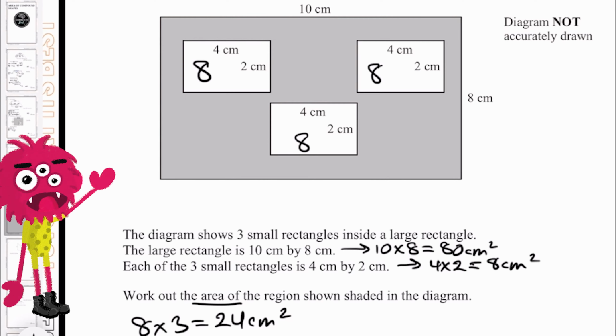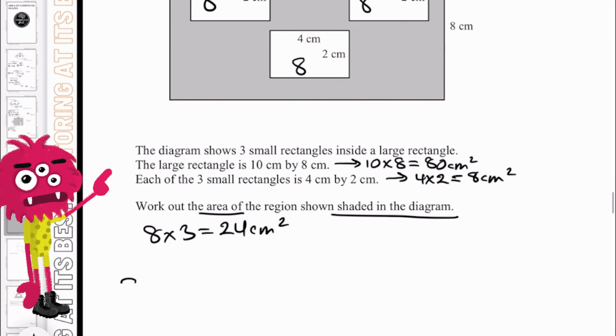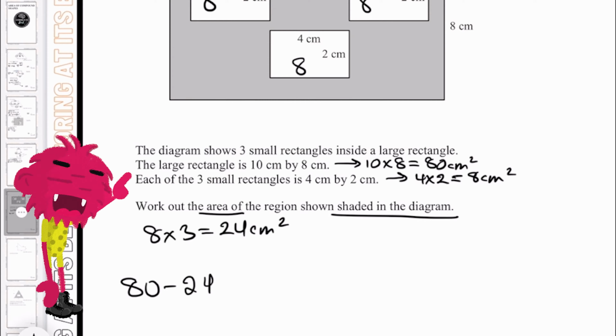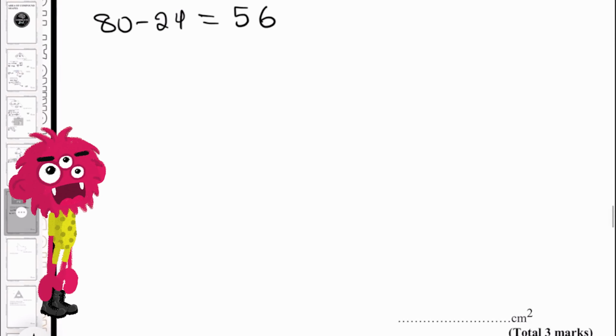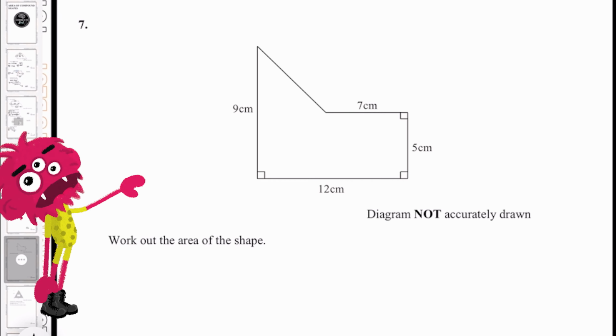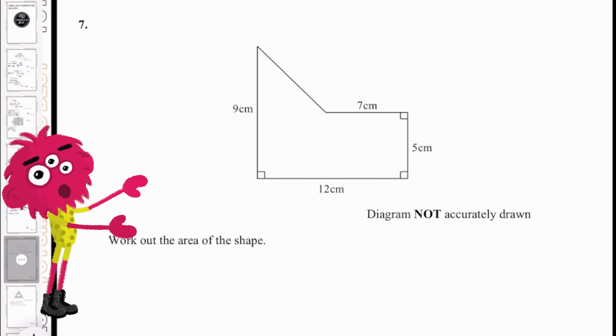And now they're asking us to work out the area of the region that is shaded. So what we're going to do is simply have 80 minus the area of the smaller rectangles, which is 24, which then gives us 56. And that is our answer there, 56 centimeters squared. Okay, question number 7. We're almost done here now. So keep up the great work. You're doing amazingly well. So now we need to work out the area of this shape.